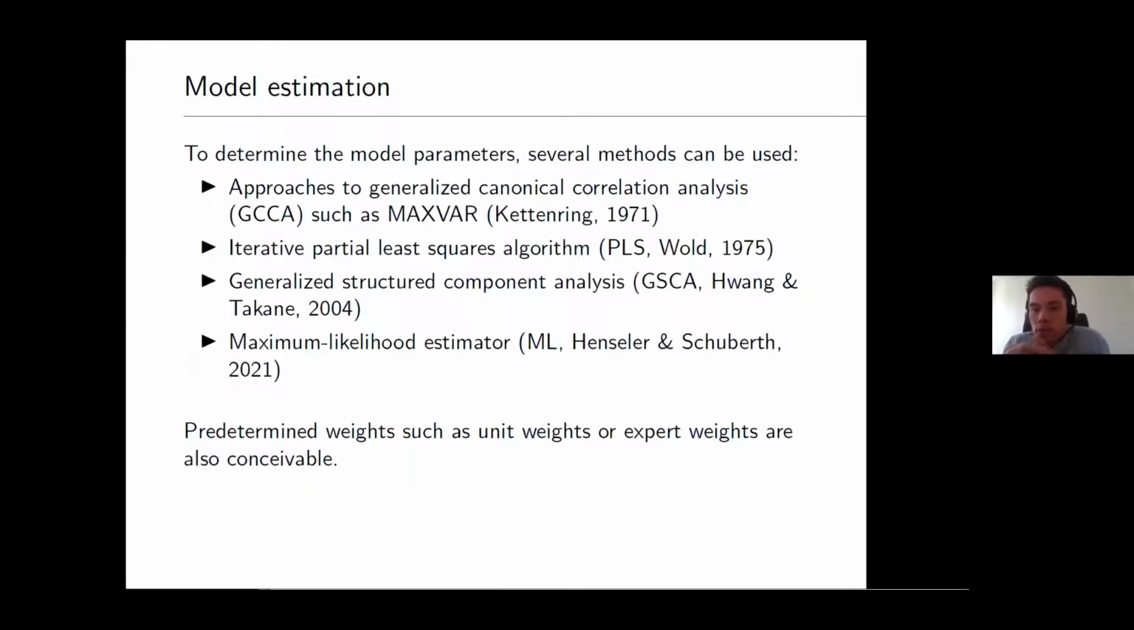We just need to specify our model a little bit differently. Together with Jörg, we found a specification that can be used to also specify composite models in such a way that they can be estimated by ML. And if we have some knowledge or expectation about the weights, we can of course also use fixed weights. For example, we can use weights given by experts, or we can weight the observed variables equally.